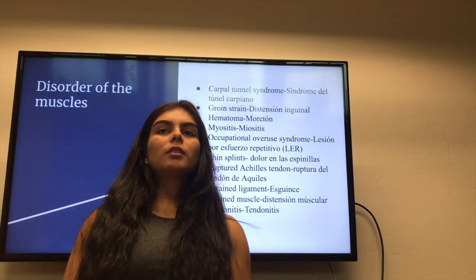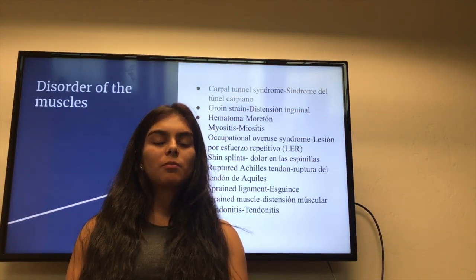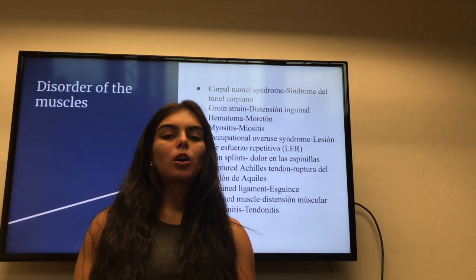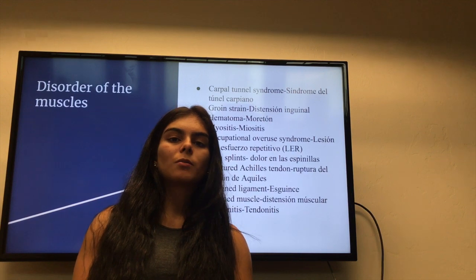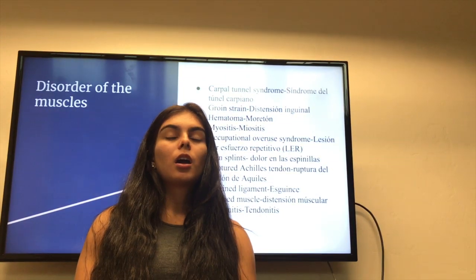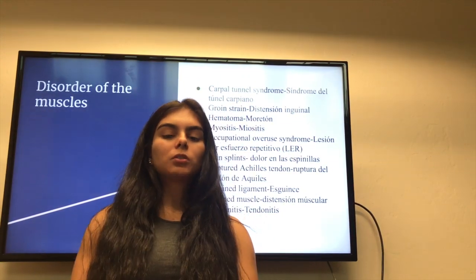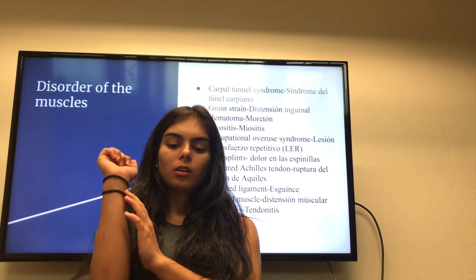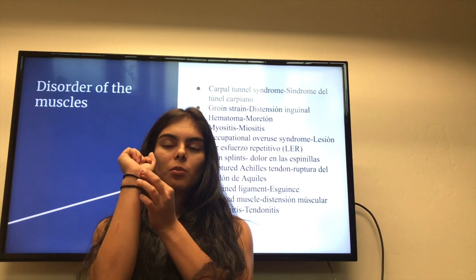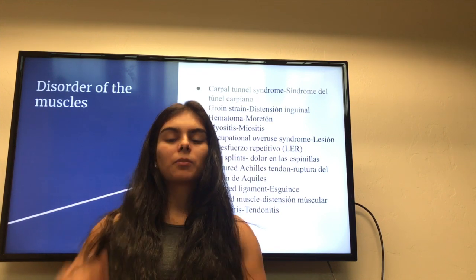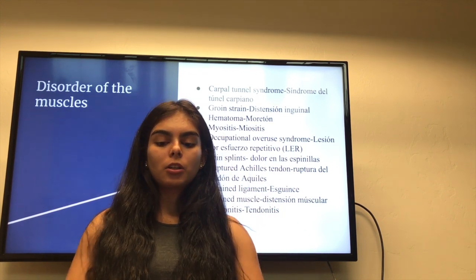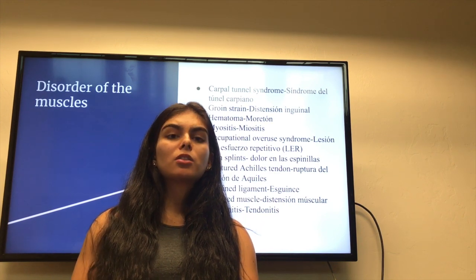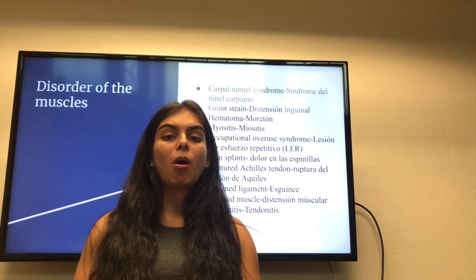There are 10 different types of disorders of the muscles that we're going to talk about today. And the first one's going to be carpal tunnel syndrome, so síndrome del túnel carpiano. So carpal tunnel syndrome is increased pressure in the carpal tunnel, which is here in the wrist. So it's a small, narrow tunnel that causes pressure in the median nerve, and this occurs when there's overuse, you had a wrist injury, pregnancy, or menopause.